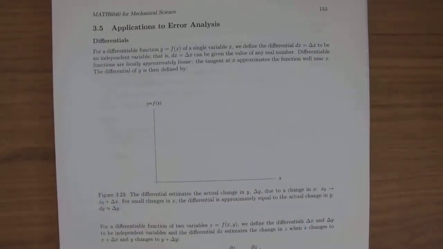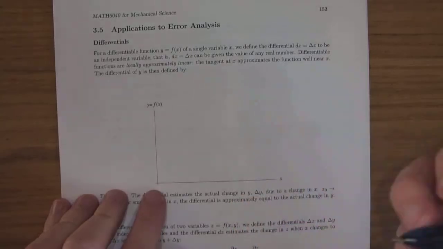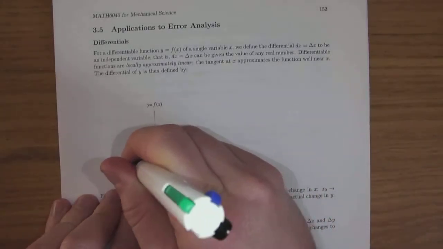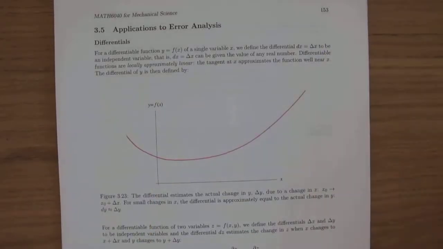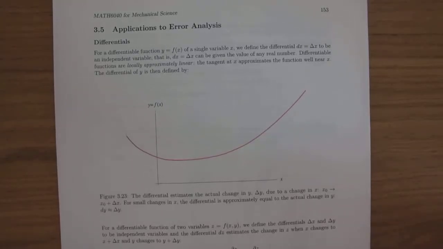Okay, so we want to get a nice picture going here. For a differentiable function, differentiable just means that the graph is smooth. So let's say something like this is a differentiable function. We define this dx, or delta x, we're going to call it delta x, that's okay.